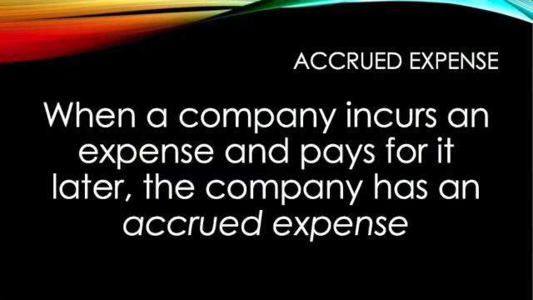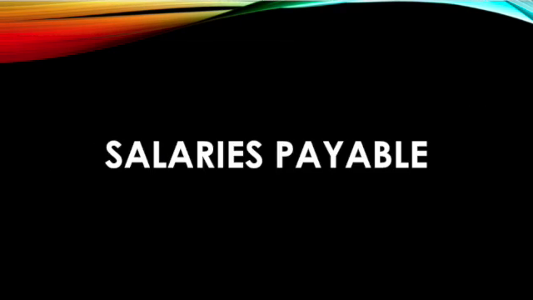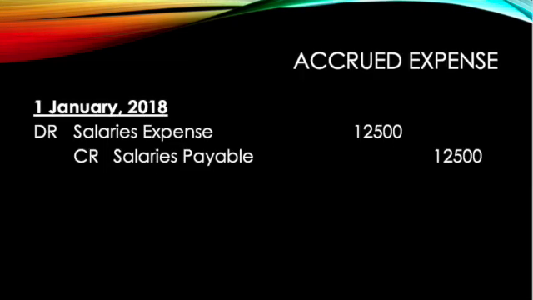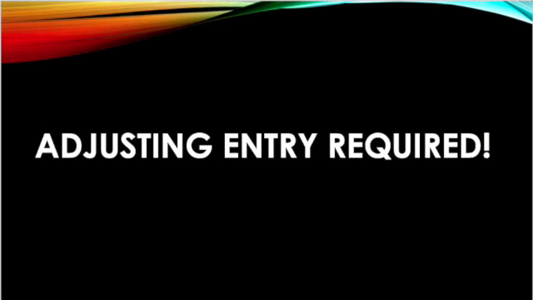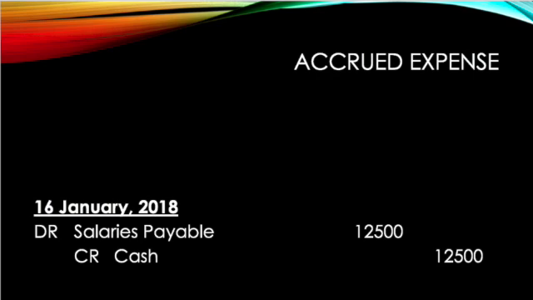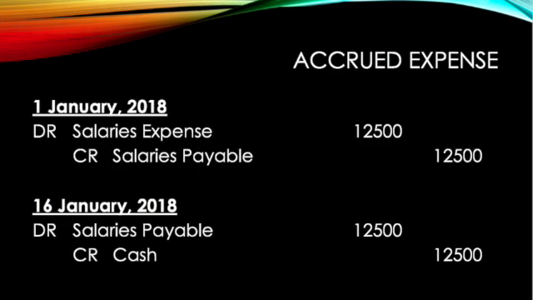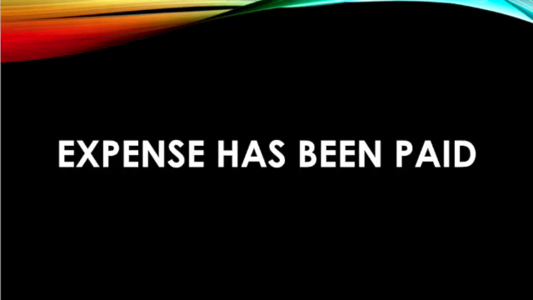Accrued expense refers to when a company incurs an expense and pays for it later. For example, if employees work for a company but aren't paid until a later date, this is recorded by debiting a company's expenses via the salaries expense account and also crediting a company's liabilities via the salaries payable account. However, when the company pays the employees, an adjusting entry is necessary. This entry debits a company's liabilities via the salaries payable account and credits a company's assets via the cash account, thus recording that the salaries expense has been paid.